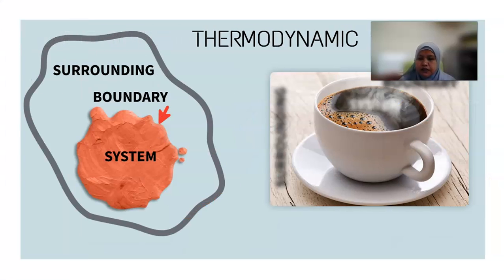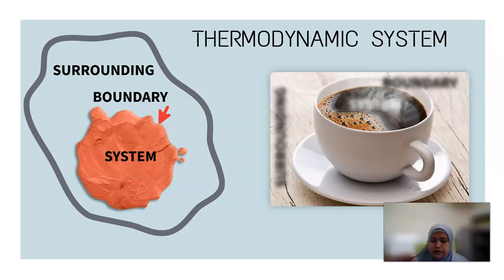Alright, in a thermodynamic system, we will have the system, the boundary, and the surrounding. So let's say we consider a cup of coffee here. We have a system which is the coffee itself, which was mixed with the sugar, and we stir so that the sugar will be dissolved in the coffee. And we also have a boundary, which is the mug, and the surrounding, where the heat will be transferred from the system to the surrounding, and the mug will feel hot, right?